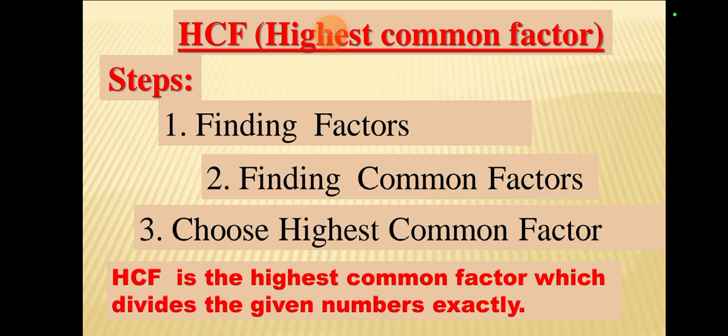Then you have to find common factors. You have found the factors of all three numbers. Then you place the factors properly and look for which are similar in all three. Numbers that are similar in all three are the common factors. Then you choose the highest common factor among those. The one that is highest and common in all three is the HCF. So HCF is the highest common factor which divides the given numbers exactly, completely, leaving no remainder.